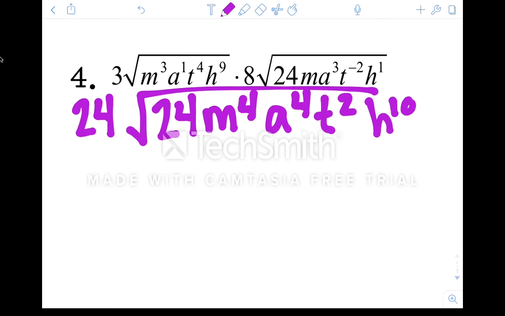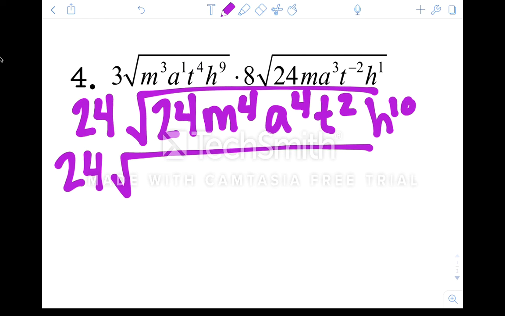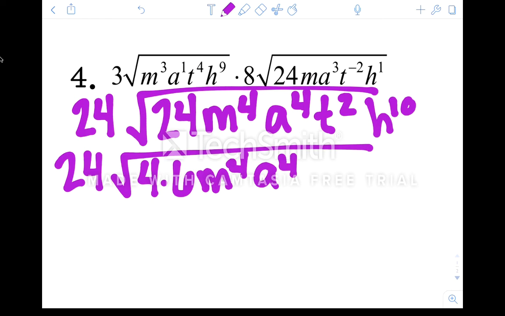And now I can simplify. So I have 24 outside. Inside that square root, the largest perfect square that's a factor of 24 is 4, so I have 4 times 6. M to the 4th, 4 is even. Once again, 4 is even. 2 is even, and 10 is even. So I'm going to rewrite all of those variables and exponents.